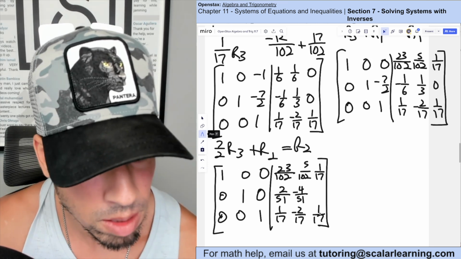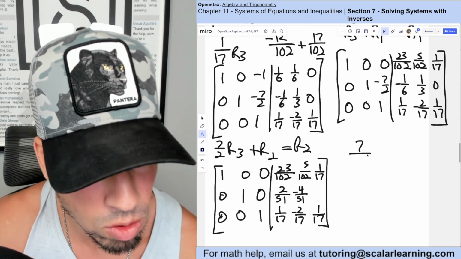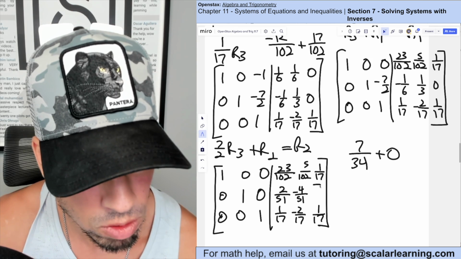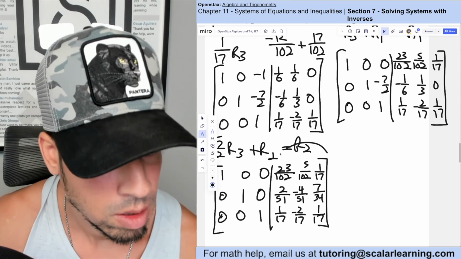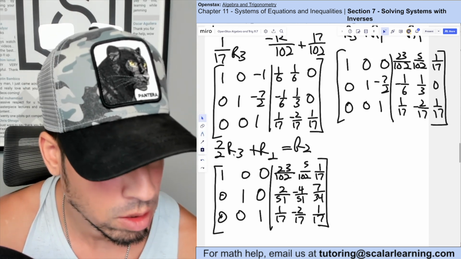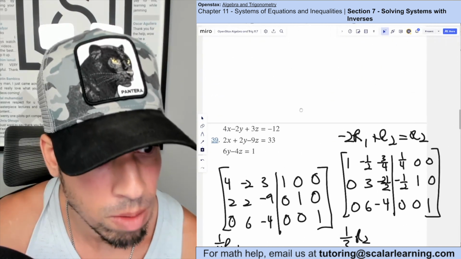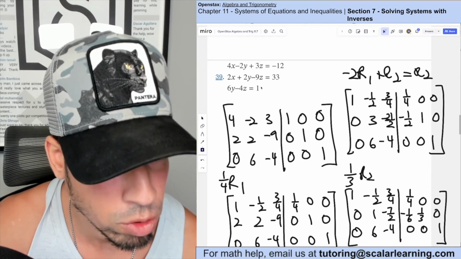And then we have 7/2 times 1 over 17, that's 7 over 34. Plus 0, which is just 7 over 34. Great. Okay, this is the inverse matrix, so we're going to write that out here. Then what we're going to do is go back to the very top of the problem and look at these three numbers again: negative 12, 33, and 1.